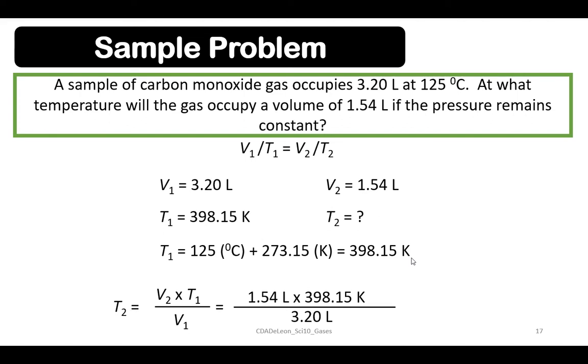So, cancel out natin yung same units para ang matirang unit ay yung kailangan natin, which is T2, which is in Kelvin. So, 1.54 times 398.15 divided by 3.20, the answer is 192 Kelvin. So, the final temperature is 192 Kelvin.